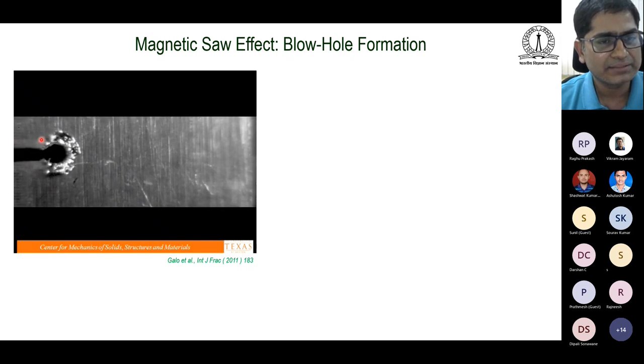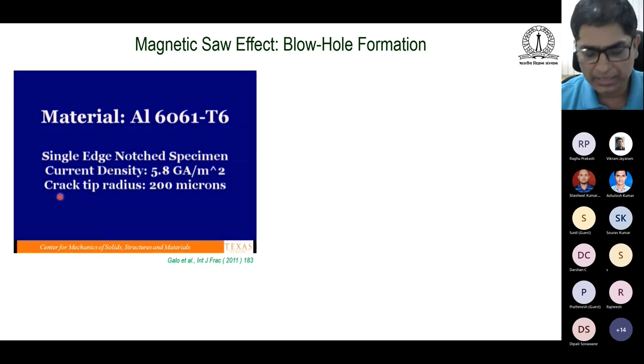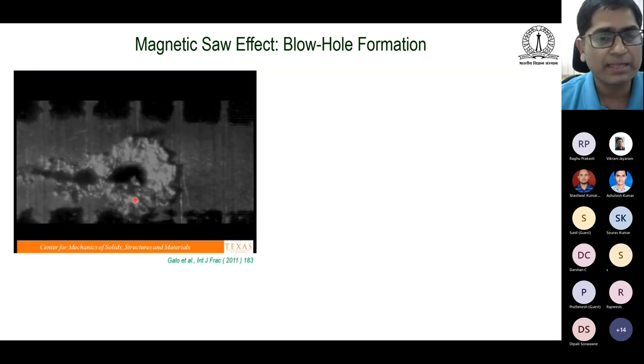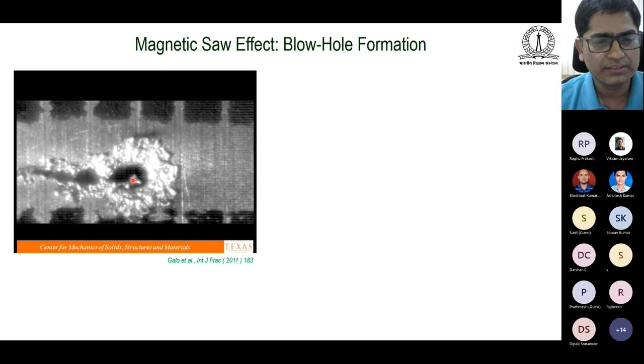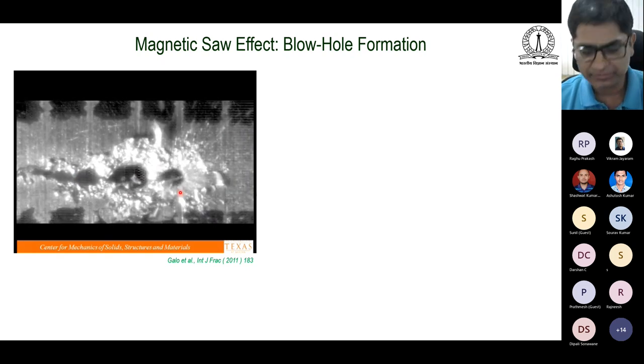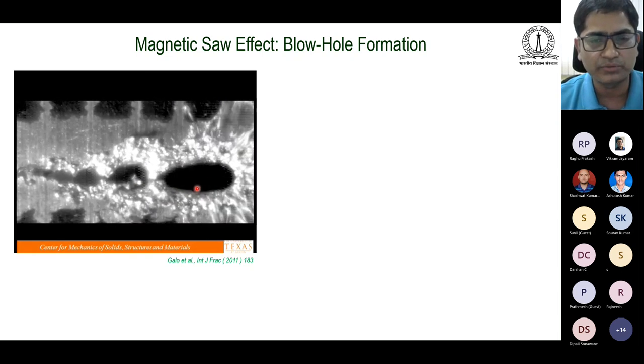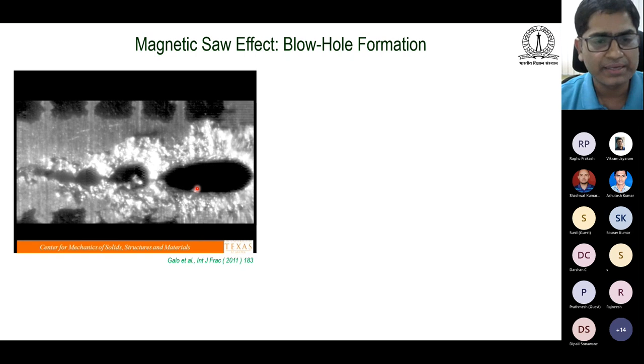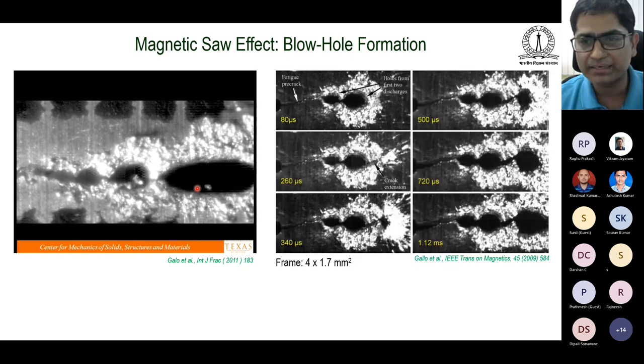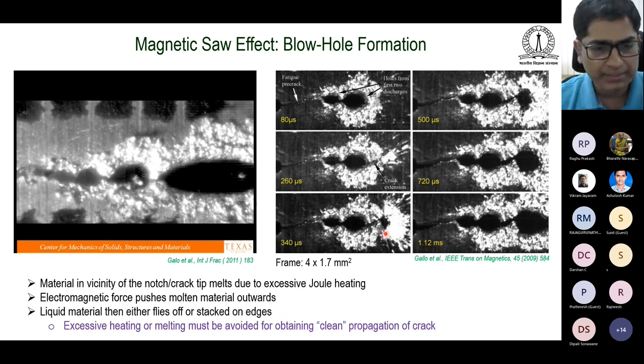And as they are passing these pulses, the material near the notch actually melts, and then it is thrown away by the current. Again, this is an aluminum alloy, and you see this successively, right? This is a very violent process, actually. All the material, whatever was there, got molten and was thrown away. This process is called the magnetic saw effect, and it is a major issue in the reliability of rail guns.